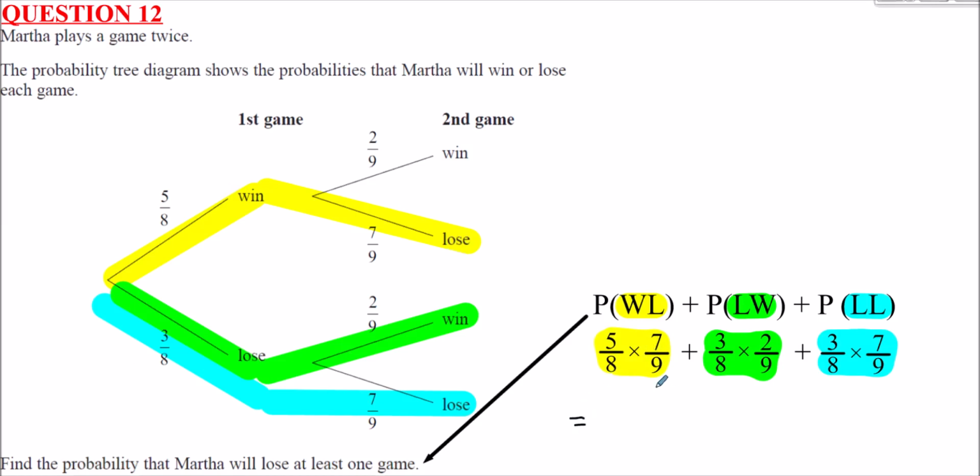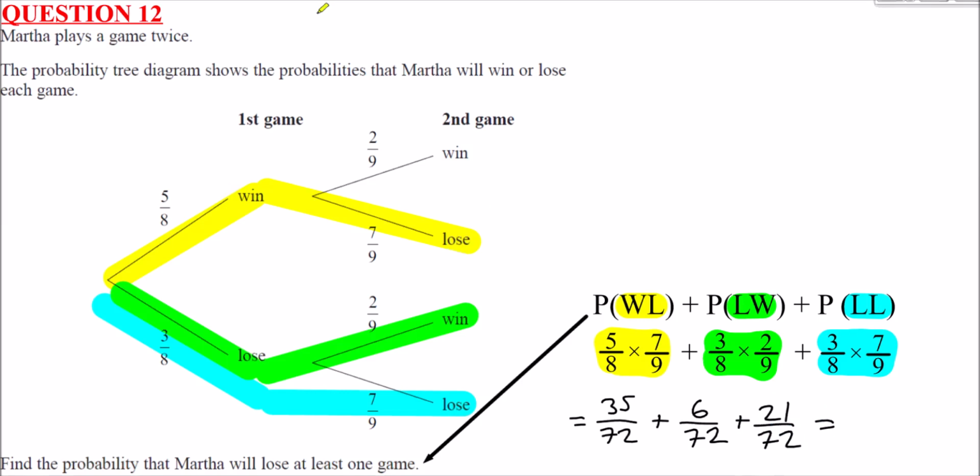If we're multiplying two fractions together, we multiply the bottoms together. So each case is going to be 8 times 9, which is 72. And we work out the tops in the same way, top times top. So 5 times 7 is 35. This next one, 3 times 2 is 6. 8 times 9 is, of course, still 72. And the final one, 3 times 7 is 21. So we have 21 over 72.